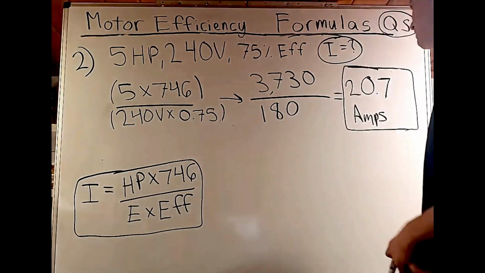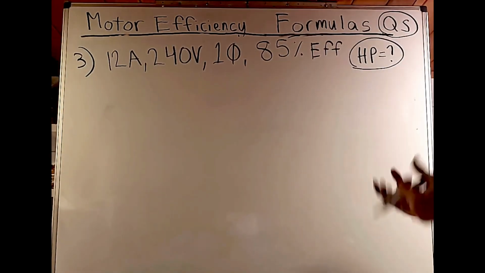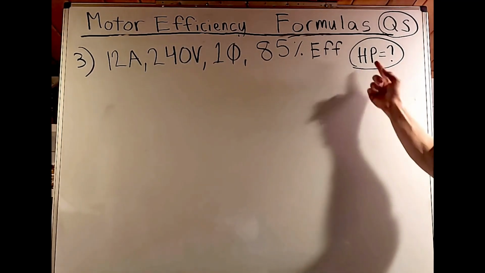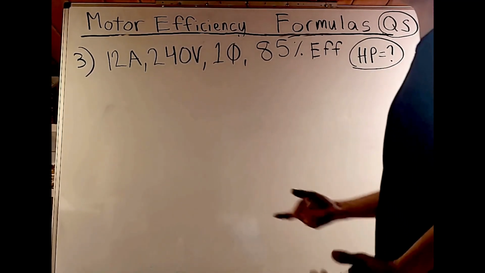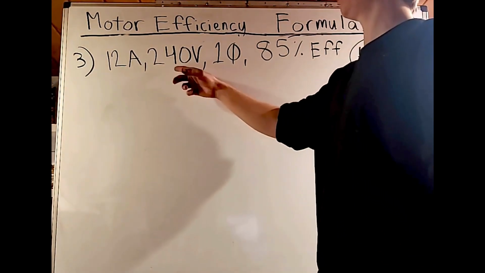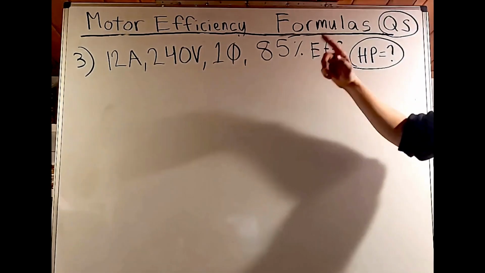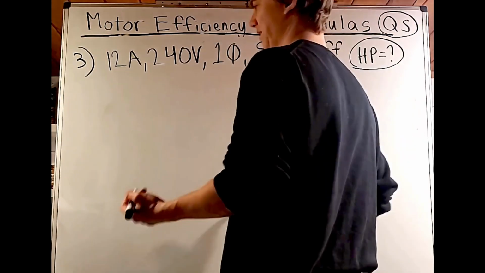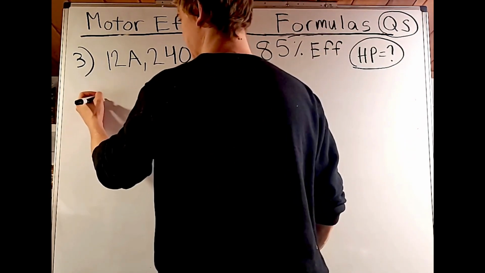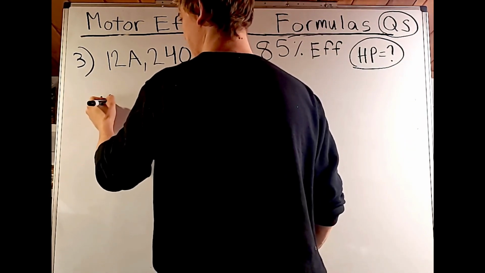Okay, so now we have the answer for question number 2. Okay, next question, we're going to be solving for horsepower, and we have a motor with 12 amps, 240 volts. It is single phase, and it has an 85% efficiency rating. And now this one's pretty convenient because we know our horsepower formula pretty well now.